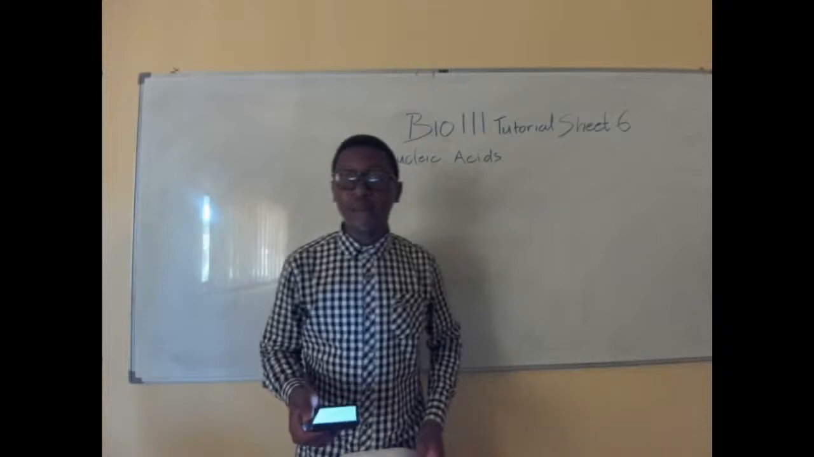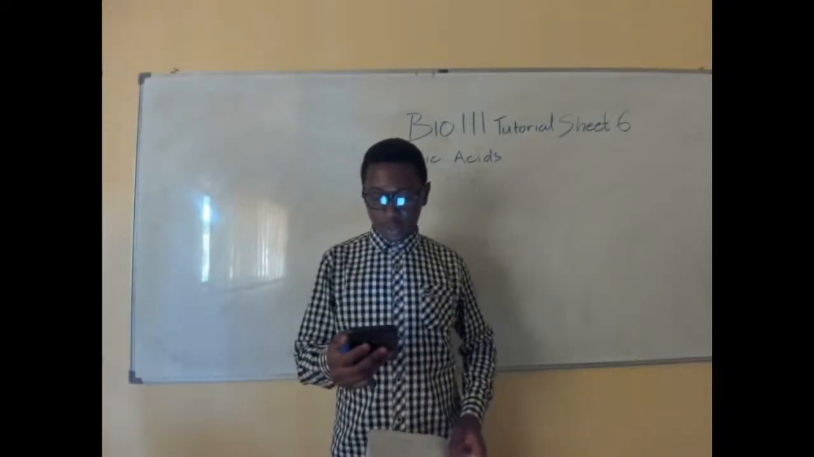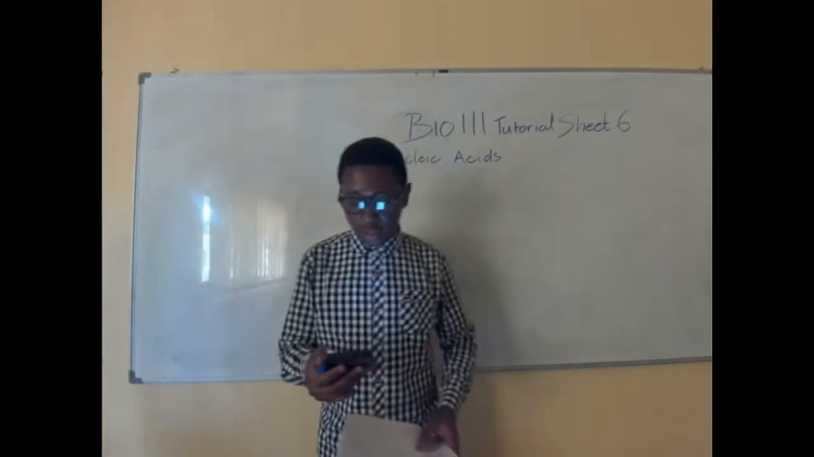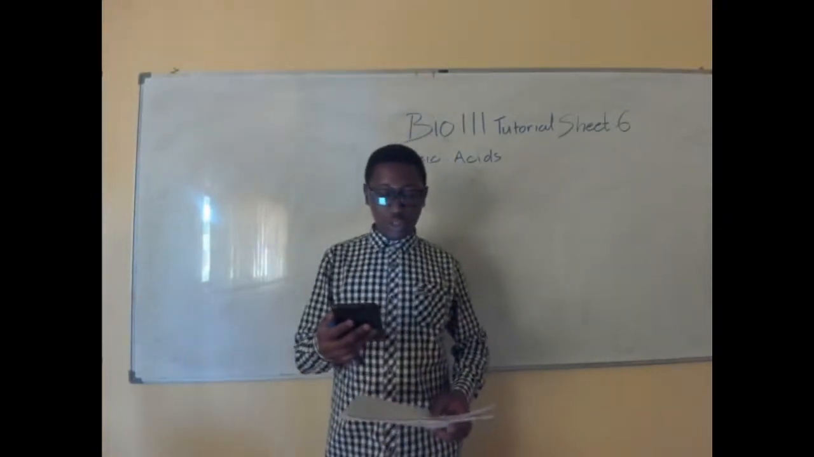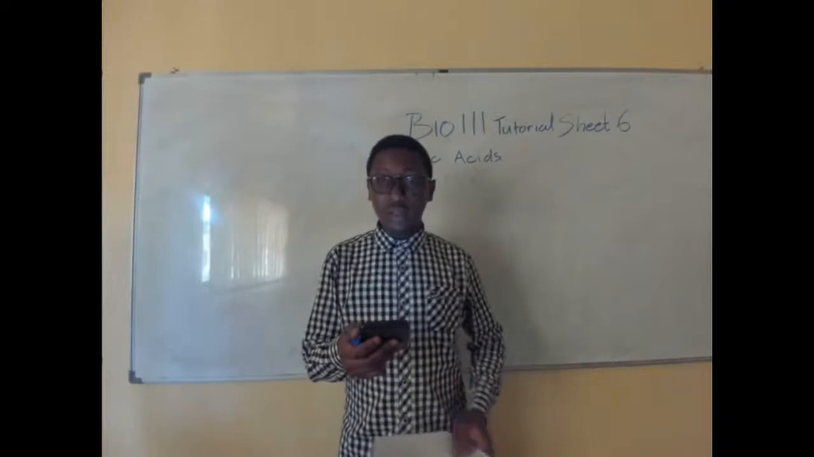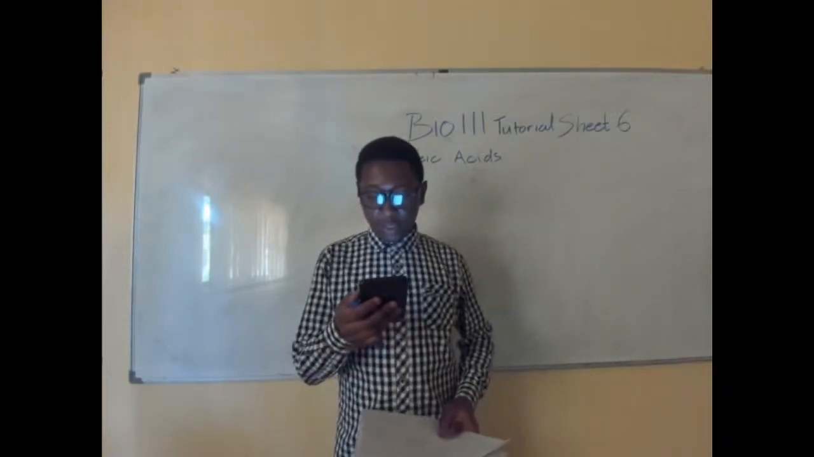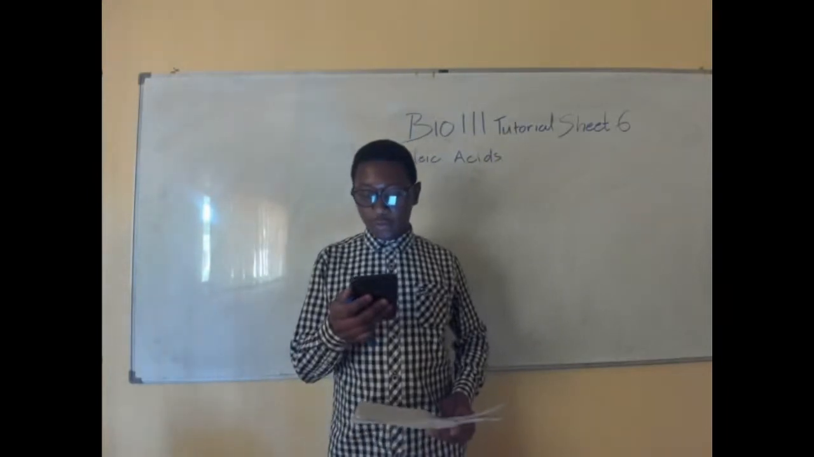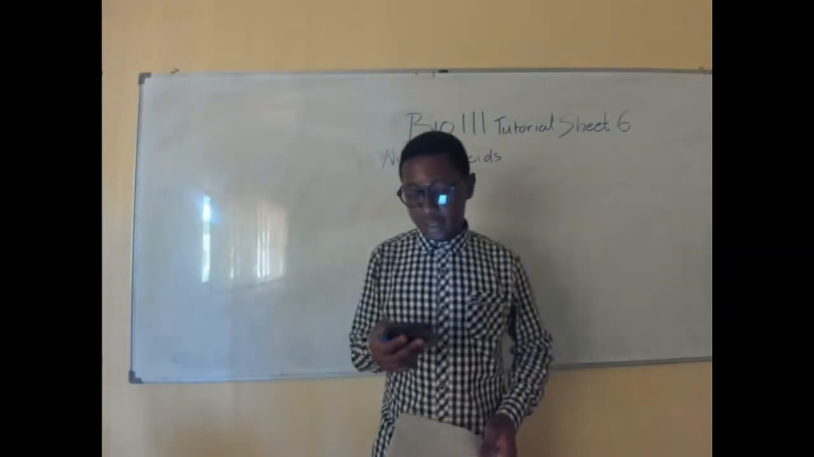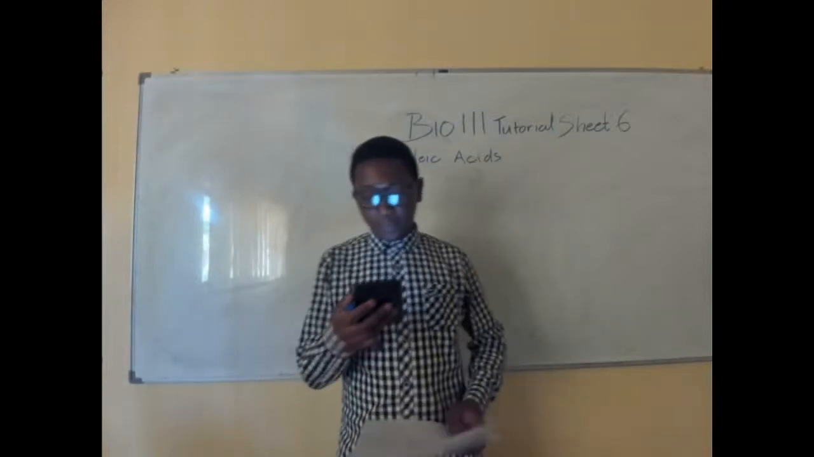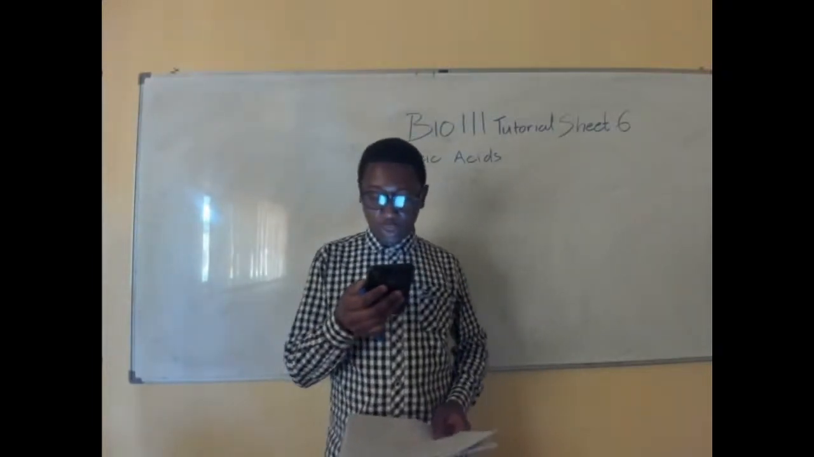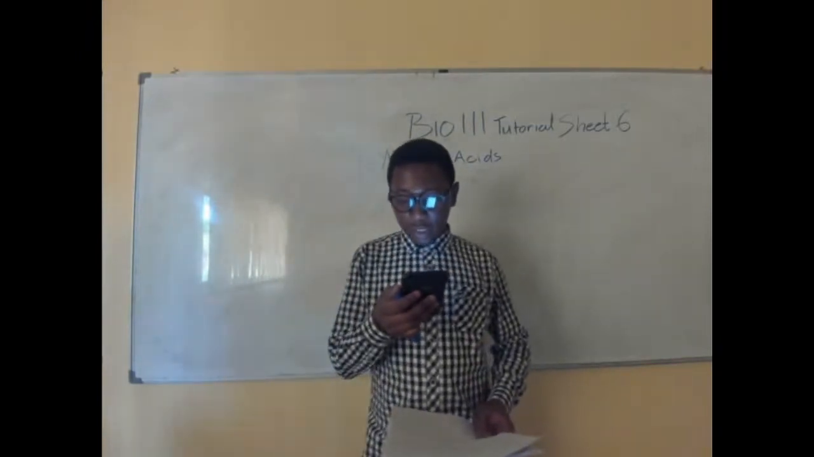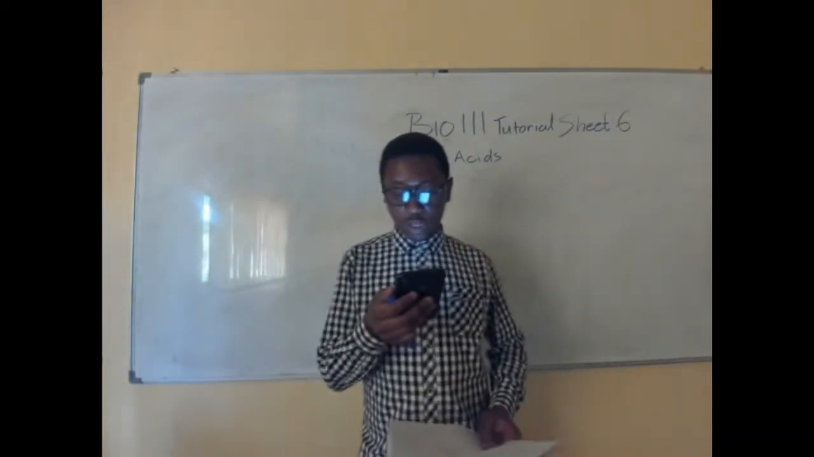So tutorial sheet number 6 is on nucleic acids, as I said earlier. So we'll start with the first question. Question 1 reads, state the 2 different groups of sugars found in nucleic acids. I'll read the question again. State the 2 different groups of sugars found in a nucleic acid structure.